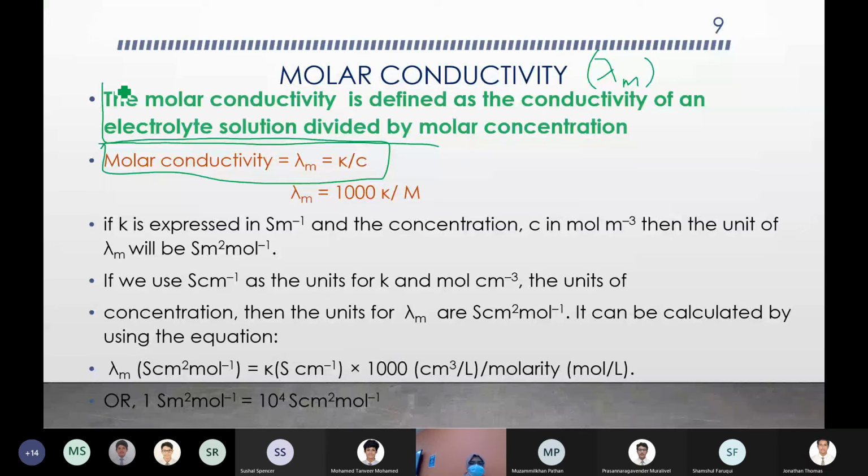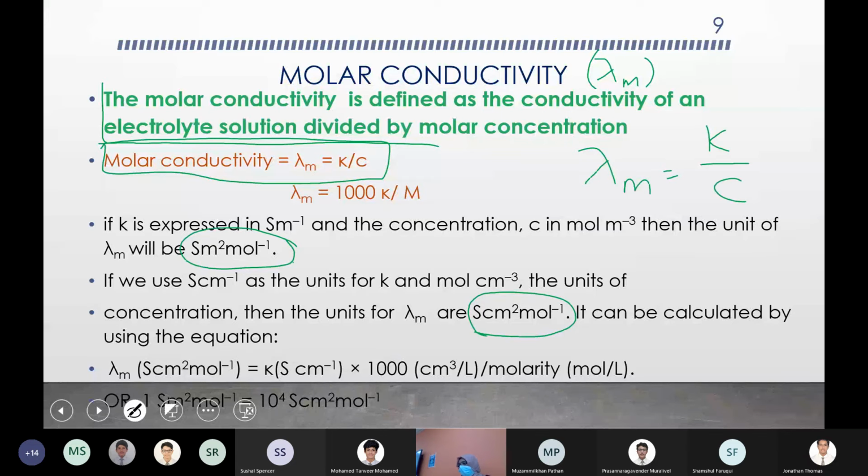Now the unit of molar conductivity depends on how you express the conductivity. Because lambda m is equal to conductivity by concentration in molarity. Usually concentration is expressed in moles per meter cube. That is why 1,000 is introduced in it. Lambda m is equal to 1,000 K by M. M is molarity.